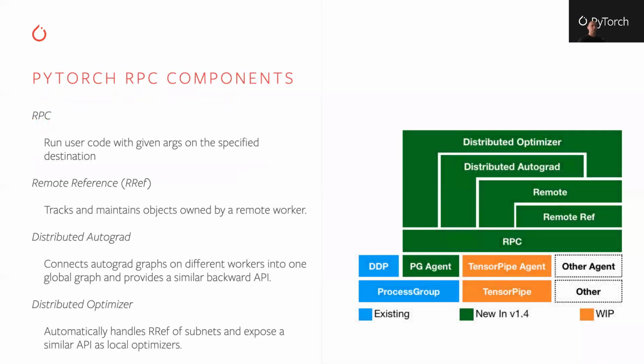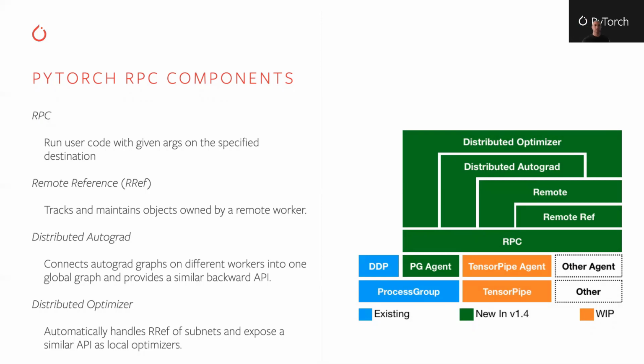So just a quick primer on RPC. There's really 4 things to keep in mind here. And again, this came out in PyTorch 1.4, which is earlier this year in January. There is the RPC portion, which is really the user code with arguments and some specified destination location. There is the remote reference, which basically tracks and maintains objects owned by the remote workers. And then there's distributed autograd.